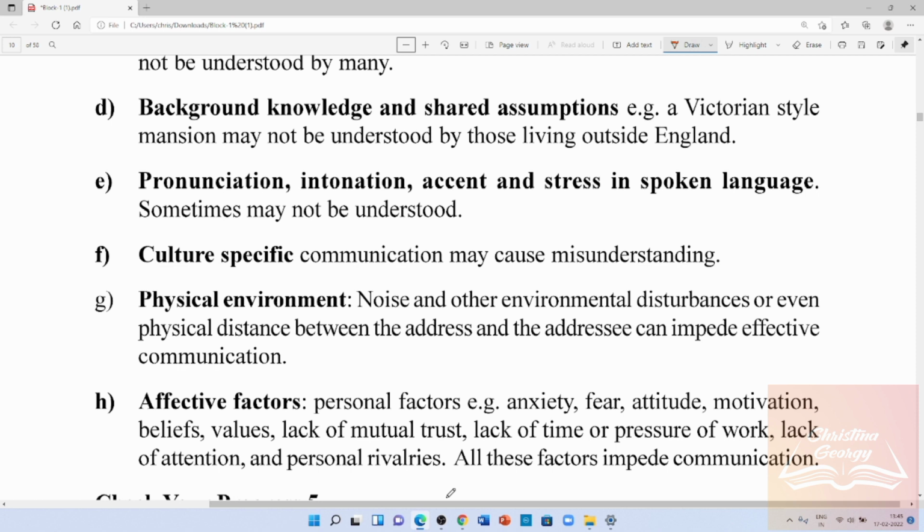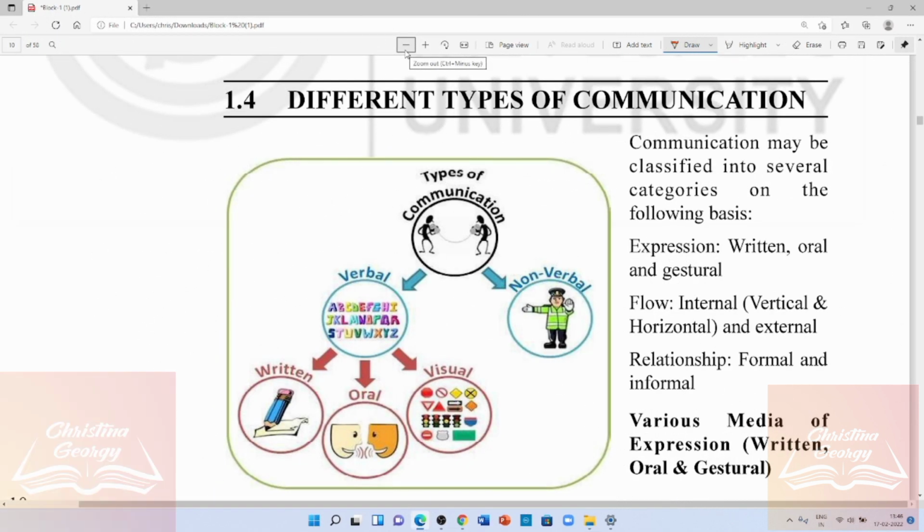And now comes affective factors. That is the personal factors, such as anxiety, fear, attitude, lack of motivation, values, beliefs, etc. Dear learners, as I always say, please keep yourself motivated. If there is a will, there is definitely a way. Okay? On that note, let's move on to the different types of communication.